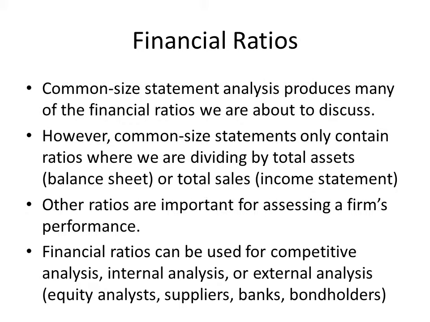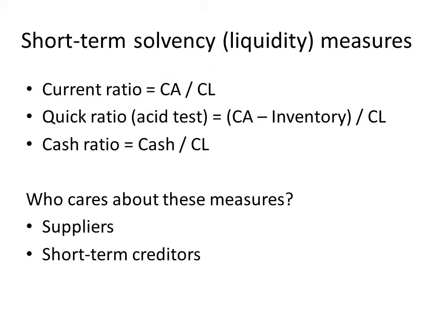Banks will be looking at our firm to determine whether or not to loan money to us, and bondholders will be looking at our firm to determine whether or not they are interested in buying our bonds. The first family of these measures we are going to discuss are the short-term solvency or liquidity measures. Recall that liquidity is the ability to turn an asset into cash at or near the full market value in a short amount of time.